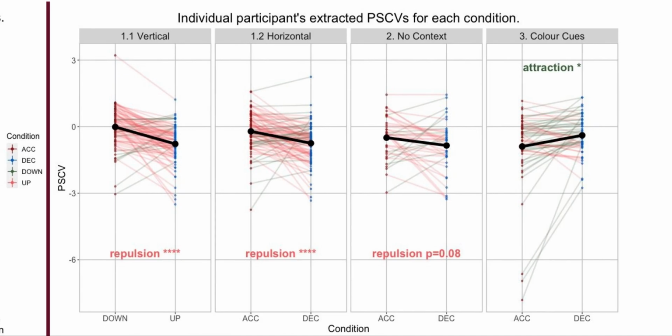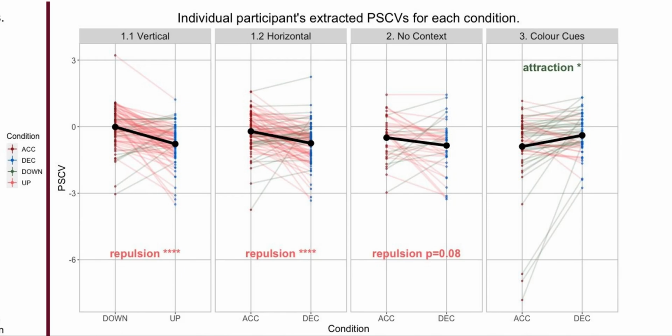Experiment 1 vertical replicates Fan et al.'s finding that downward moving objects are perceived as less accelerating than upward. This repulsion is also seen in the horizontal conditions of experiments 1 and 2, where objects expected to be accelerating are perceived as less accelerating than those expected to be decelerating.